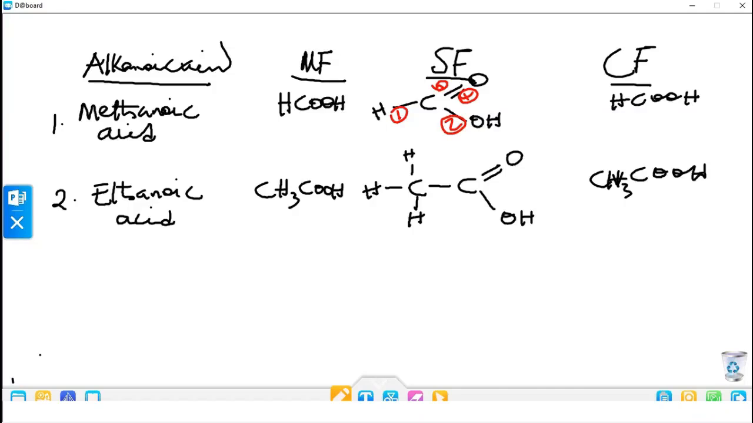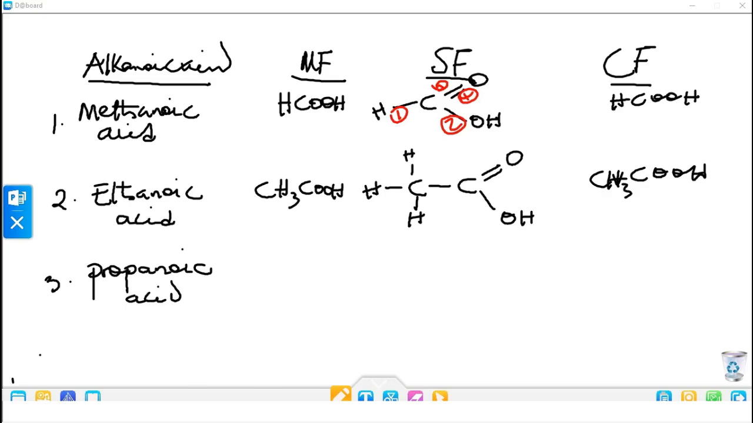So the next is propanoic acid. Propanoic. Now, having seen propanoic acid, what would be the molecular formula for propanoic acid?